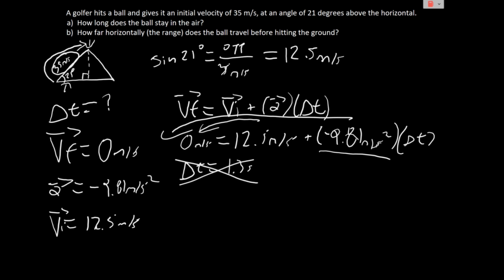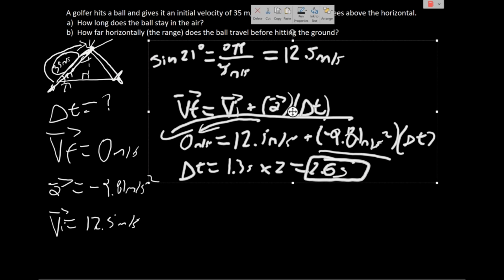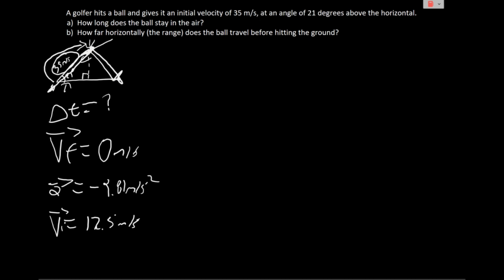Remember, we've only calculated the time it took to go from this point to this point, but we also have to calculate the time it takes to get from this point down to this point. So all we have to do is multiply this answer by 2, which gives us about 2.6 seconds, rounding with 2 significant digits. This answers question A, so let's move on to question B.